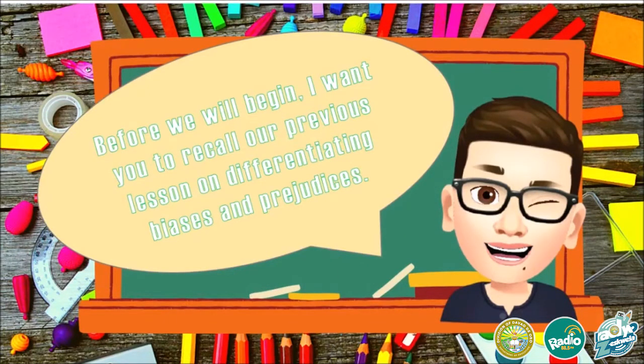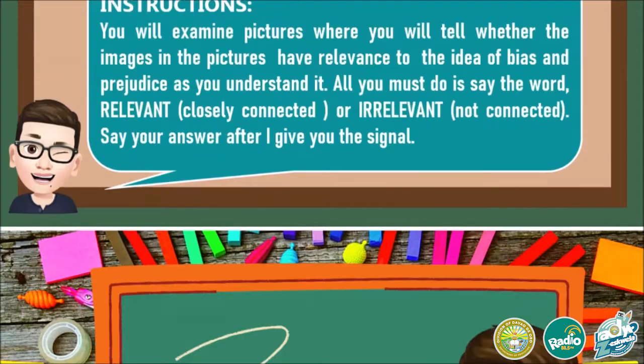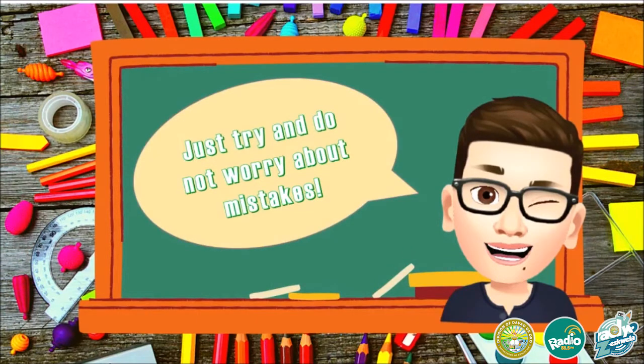Before we begin, I want you to recall our previous lesson on differentiating biases and prejudices. How do we do that? Listen to my instruction. You will examine pictures, then you will tell whether the images in the pictures have relevance to the idea of bias and prejudice as you understand it. All you have to do is say the word relevant if you think that the picture is connected to bias and prejudice, or irrelevant if you think that the picture is not connected to the idea of bias and prejudice. Are you ready? Let us begin.